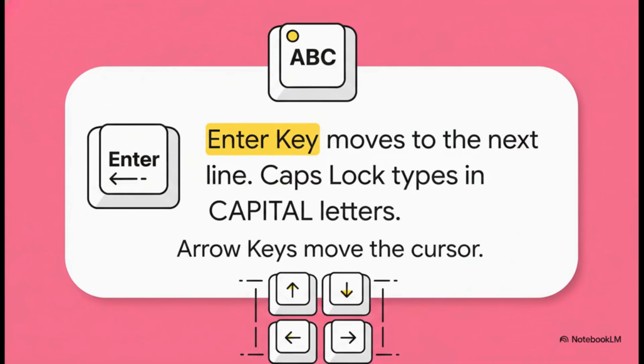The Enter key is huge. It either submits commands or drops your cursor down to start a fresh line. Caps Lock? That toggles a mode where everything you type is fully capitalized. And then you have your 4 arrow keys, which literally let you drive your cursor up, down, left, or right.